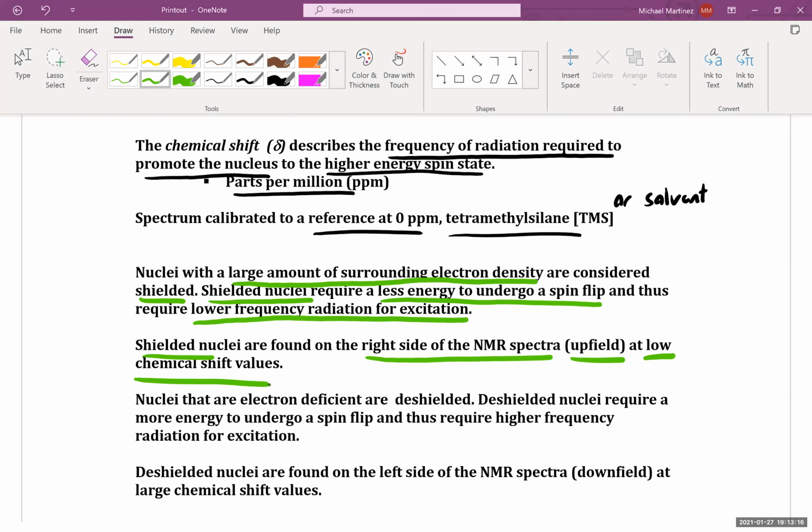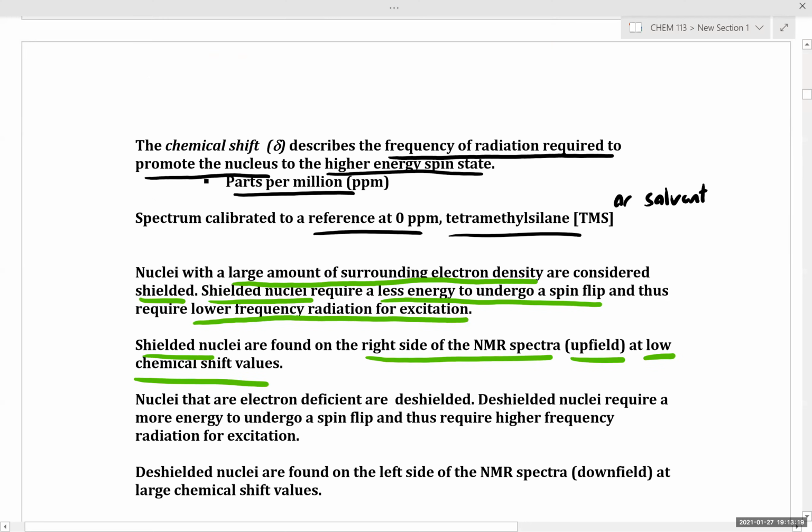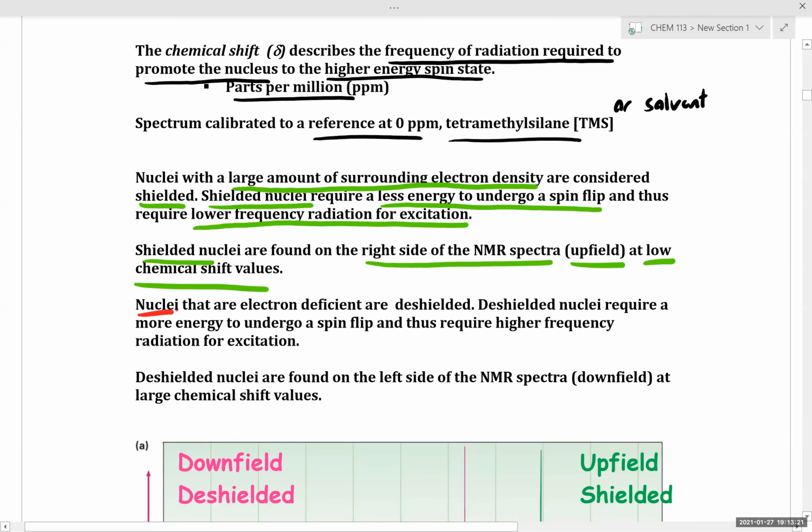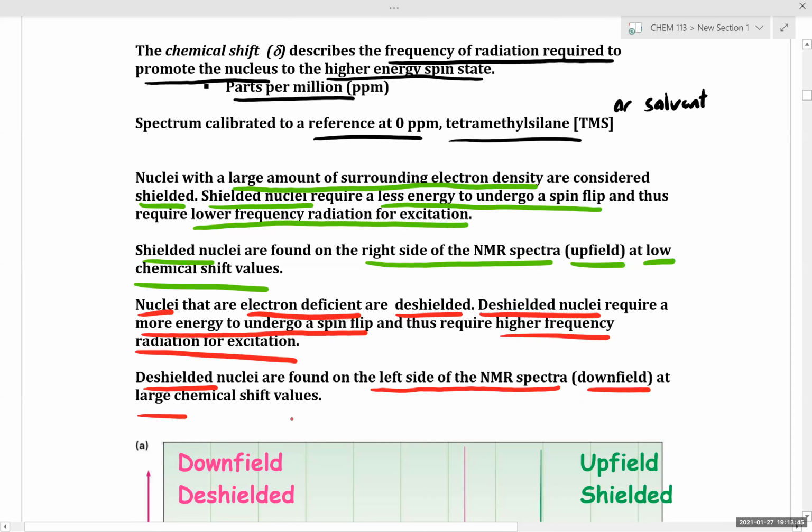The second type of nuclei that we see, the second major category, are nuclei that are electron deficient, which are called deshielded nuclei. Deshielded nuclei require more energy to undergo a spin flip and thus require higher frequency radiation for excitation. Deshielded nuclei are found on the left side of the NMR spectra, downfield at large chemical shift values.